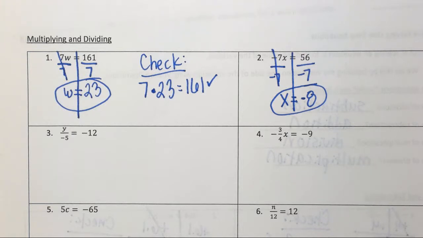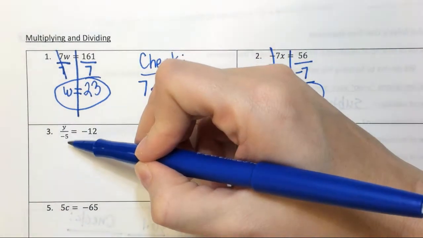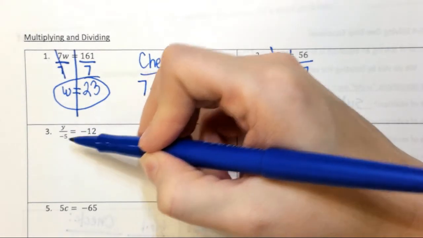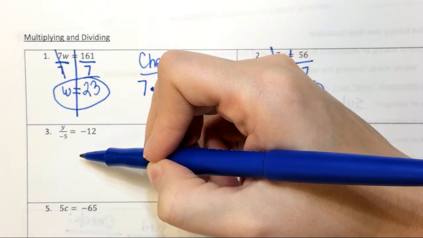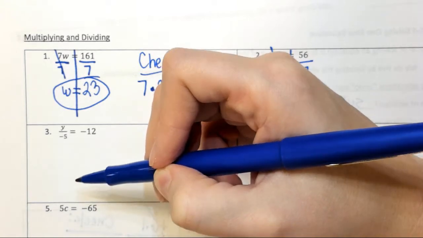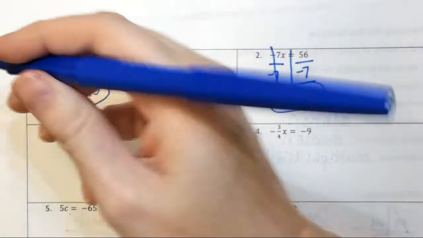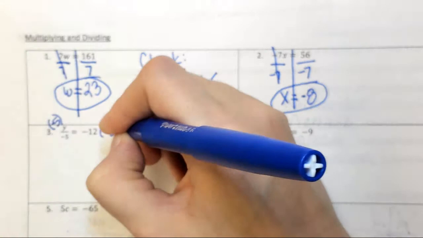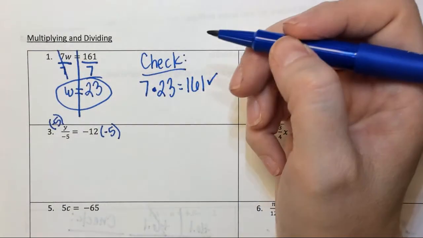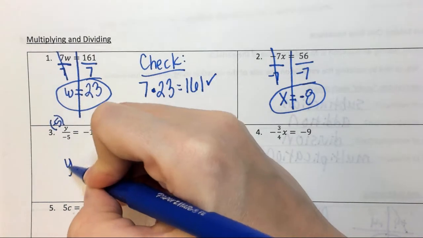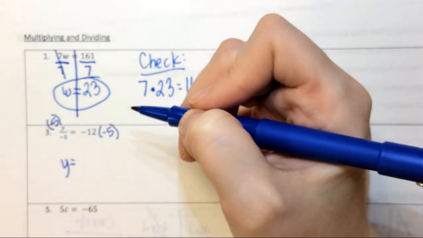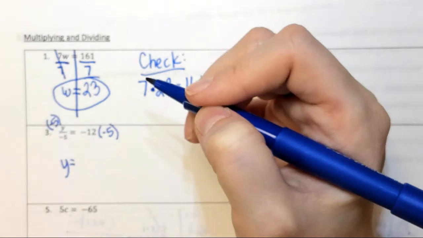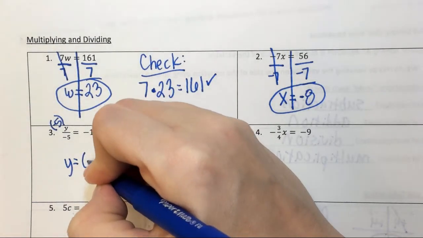Okay, look at number 3. Number 3 sometimes messes people up just because they forget what to do. We read it as division. Y divided by negative 5. So I've got to do the opposite of division, which is multiplication. I'm going to multiply both sides by negative 5. This is how I write it. You can write it different ways. But I'm multiplying by negative 5. So I'm going to do negative 12 times negative 5. You should get 60.